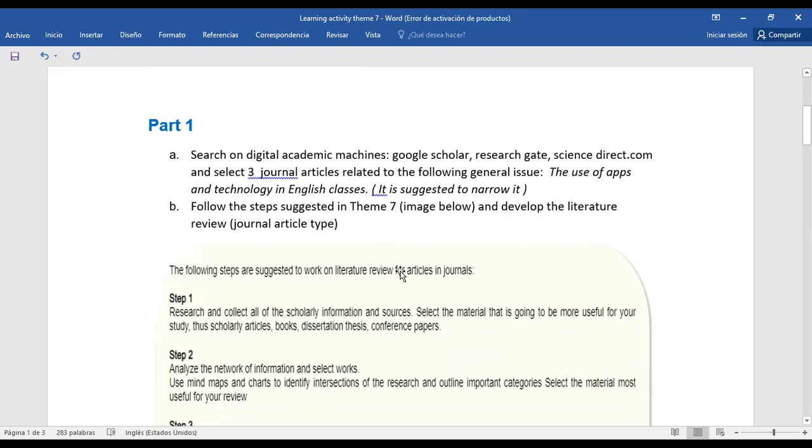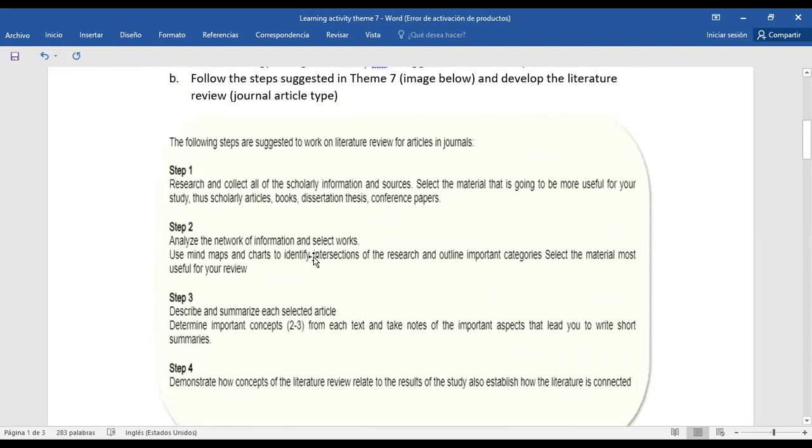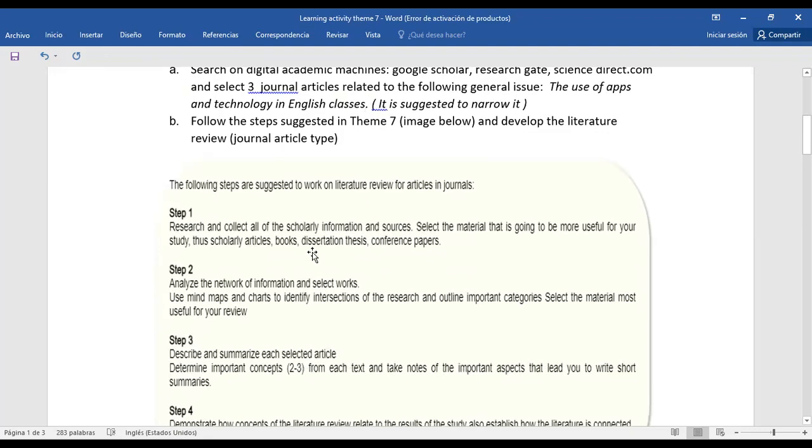Let's see. Letter B. Somebody, please. Somebody, letter B. Any volunteer? I can continue, Miss. Thank you. Okay, letter B. Follow the steps suggested in theme 7, image below, and develop the literature review journal article type. Okay. So I include here the image about the steps to develop the literature review. This is going to be about journal articles, okay?